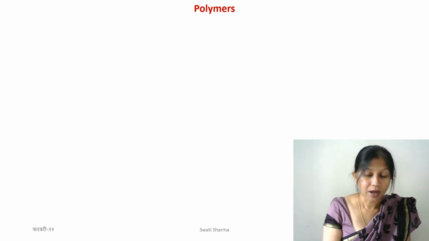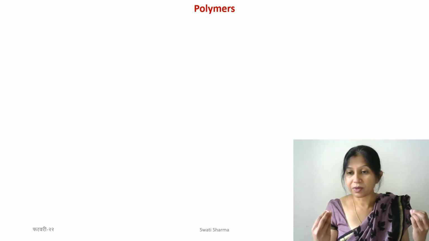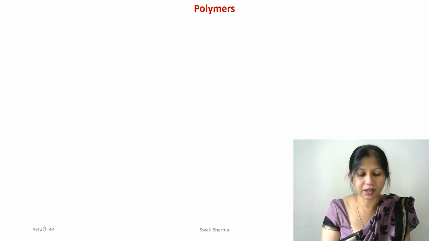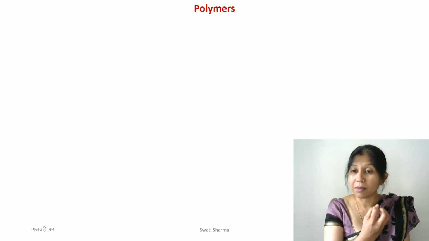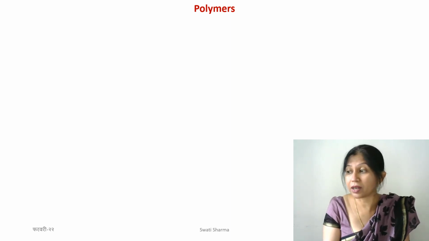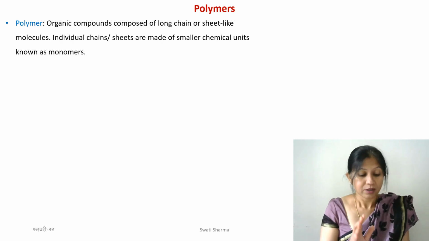So first of all, what are polymers? In today's lecture I will start from this very basic definition of polymers, and then you will see that based on their molecular structure, based on how they are made, how can we think of a suitable manufacturing process for them. Okay, so what is a polymer?